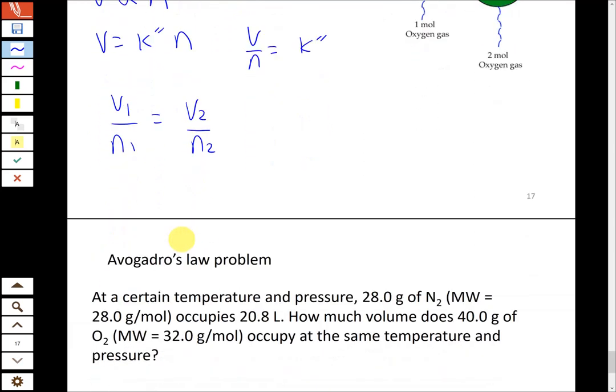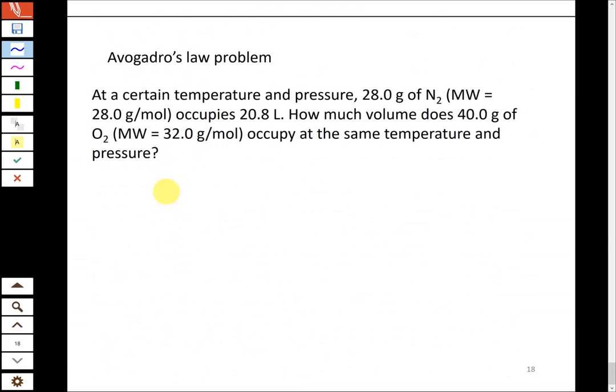So if we do a quick sample problem on that to close up today, if we have, at a certain temperature and pressure, 28 grams of nitrogen, N2, which has a molar mass of 28, and that occupies 20.8 liters. How much volume does 40.0 grams of O2 occupy at the same temperature and pressure?